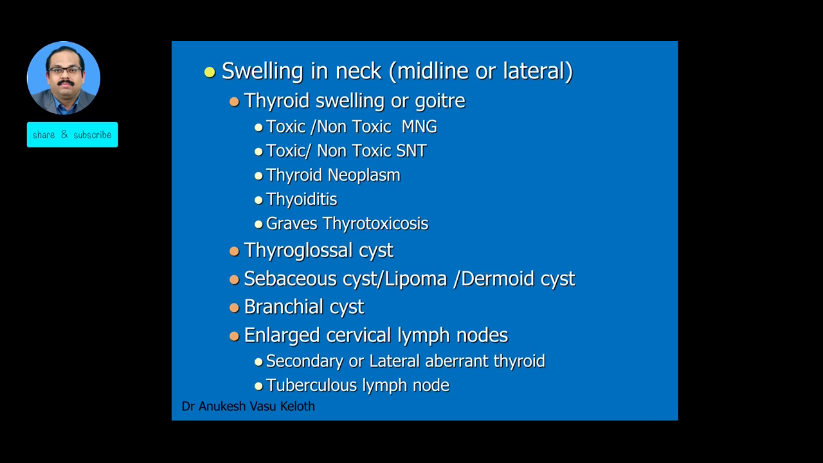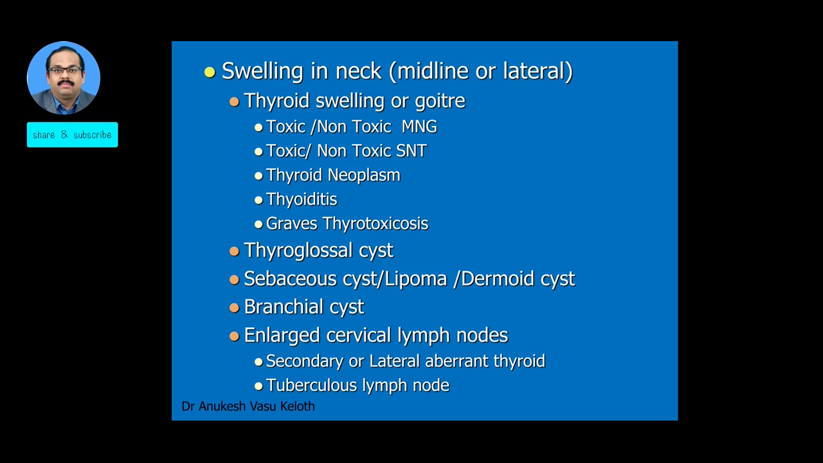Now, another condition is thyroglossal cyst, again a midline condition. Sebaceous cyst or a lipoma or a dermoid cyst. These are other swellings that can be present anywhere. A branchial cyst slightly towards the lateral aspect of the neck. Enlarged cervical nodes are also swellings in the neck. They can be a tuberculous lymph node, or it could be a secondary from carcinoma thyroid.